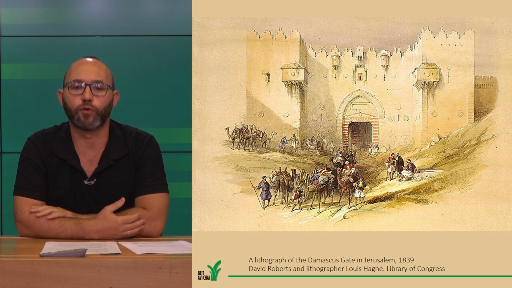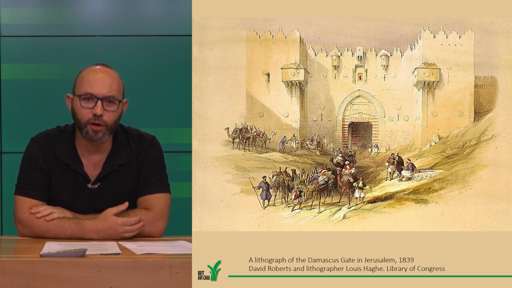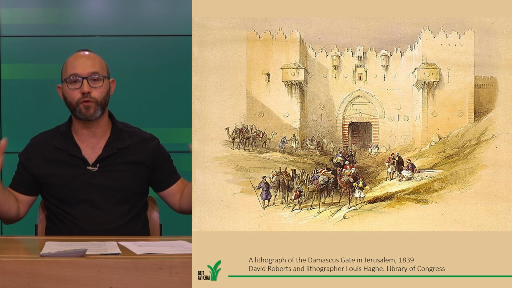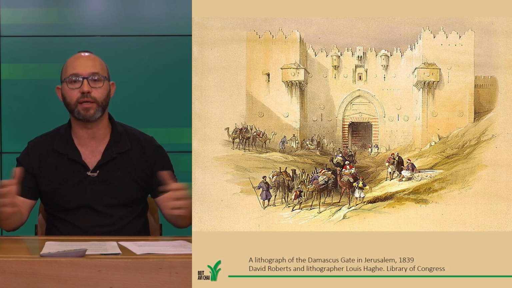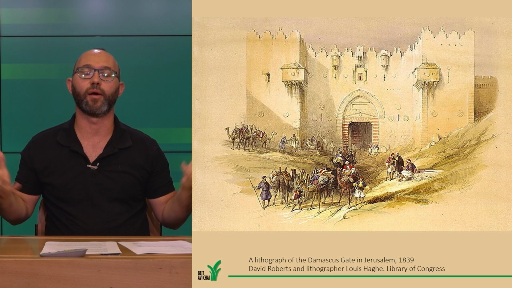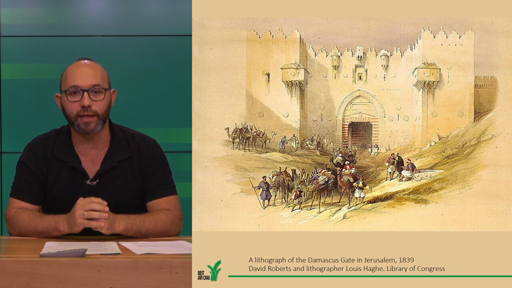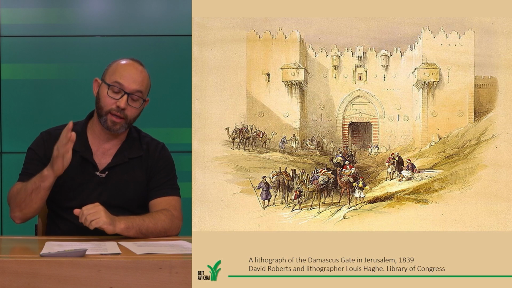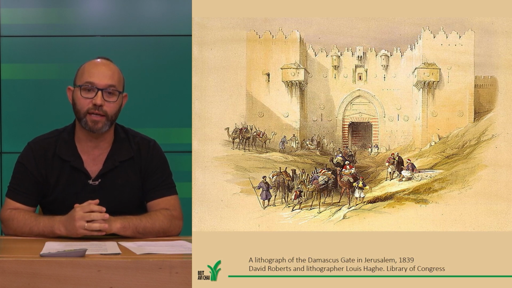Here we see a lithograph of Damascus Gate. When the Ottomans built these walls around Jerusalem in the 16th century, the front gate of Jerusalem, the important gate of Jerusalem, was this one. This is also the most beautiful gate among the other gates of the city. Damascus Gate confronts the northern side of the city.